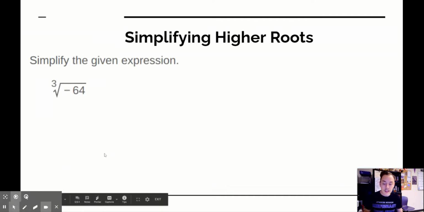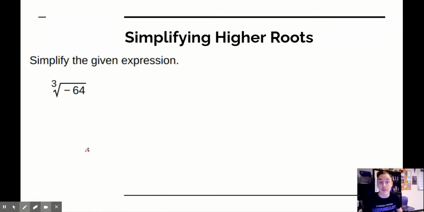Okay, simplifying higher roots. Okay, so what is this? Now, the cool part is most of these you can actually plug into your calculator. I'm dead serious. You could technically plug them in, even Desmos. You can pretty much plug into your calculator. Not all of them, though.